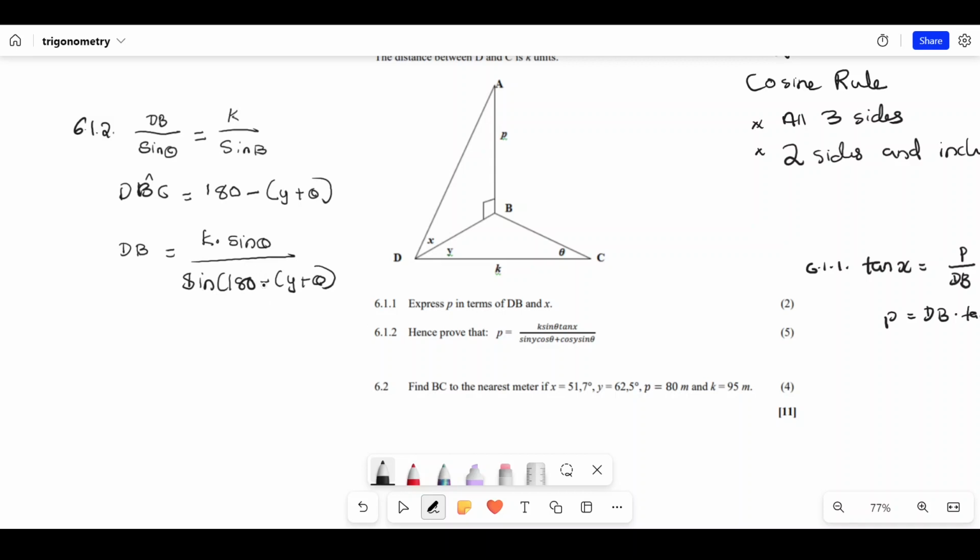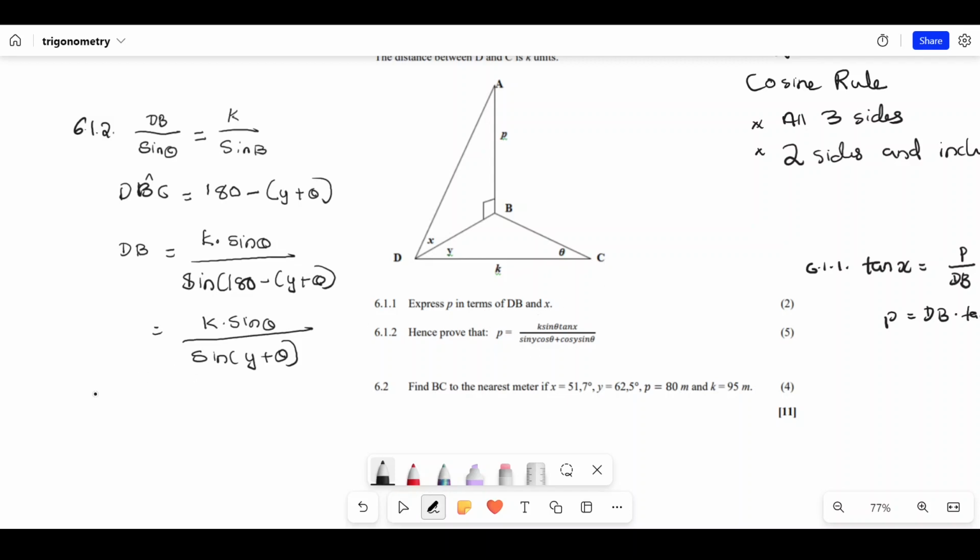That is a reduction formula, but we know sine of 180 minus any angle is sine of that angle. So that means the next step is k times sine theta divided by sine of y plus theta. Now you are asked to find P, but in 6.1.1 we already found that P equals dB times tan x. So let's come to this question now.